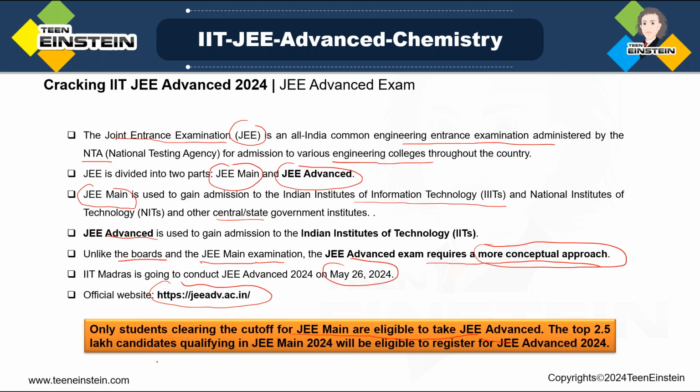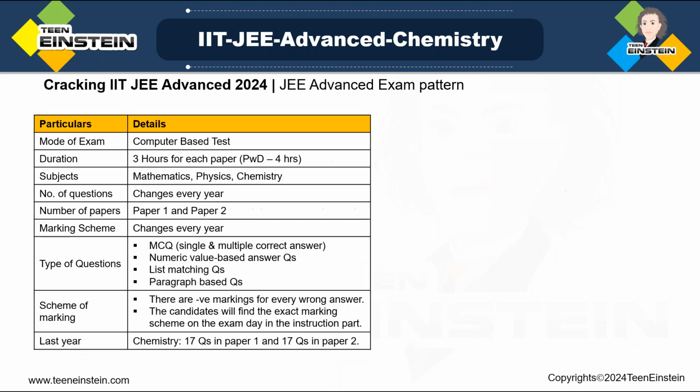Now the top 2.5 lakh candidates qualifying the JEE Main will be eligible to register for this second exam, which is JEE Advanced 2024. But still it is always suggested to check this website often, because if there are any changes or any updates, you can always be informed about this. Okay, that is the overview.